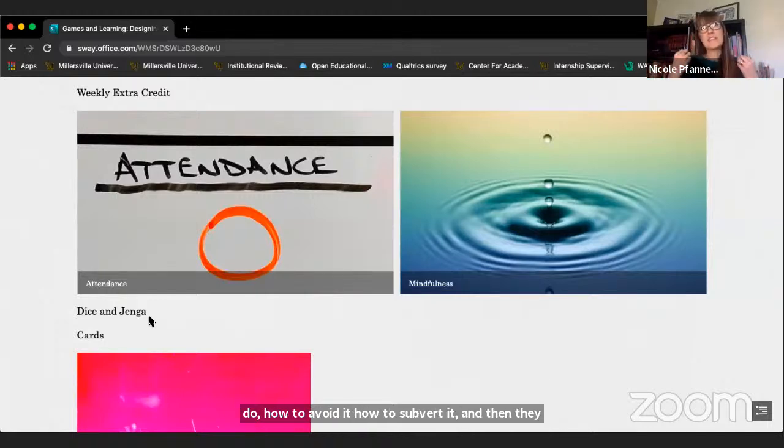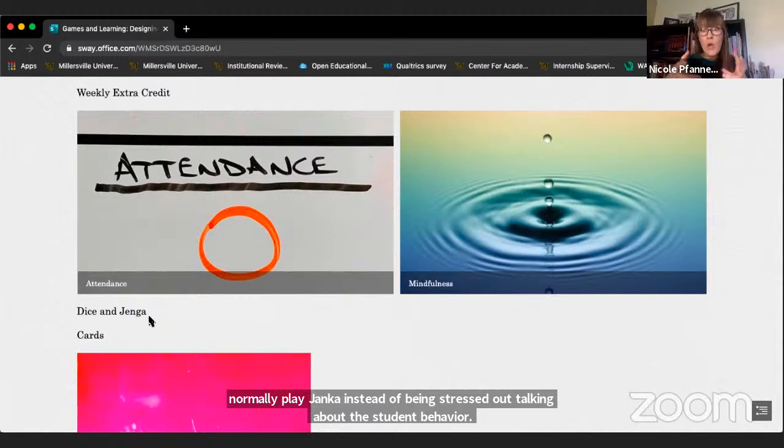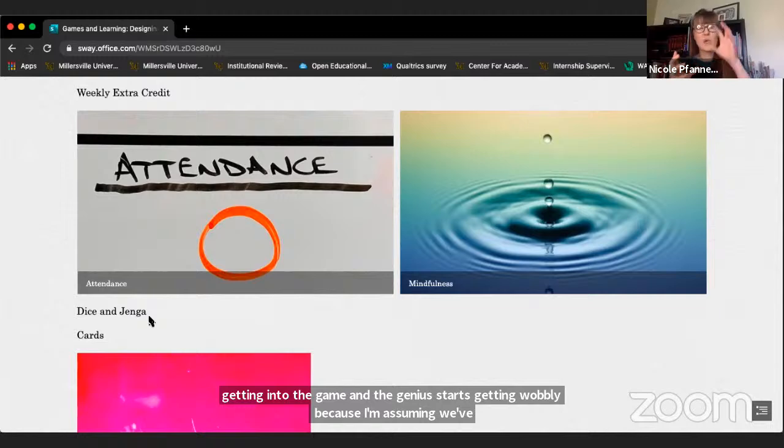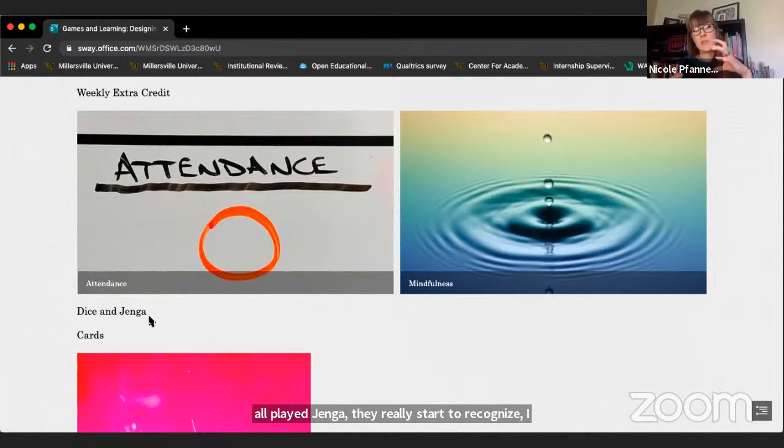Instead of being stressed out talking about the student behavior, the stress is all on the Jenga game. They're like, oh no, I have to go and pull one of those Jenga blocks. And once you start getting into the game and the Jenga starts getting wobbly, because I'm assuming we've all played Jenga, they really start to recognize, I don't want to engage with those stressful behaviors because then I have to go and pull a Jenga block.